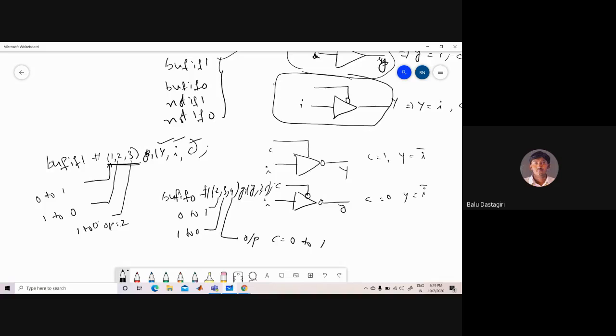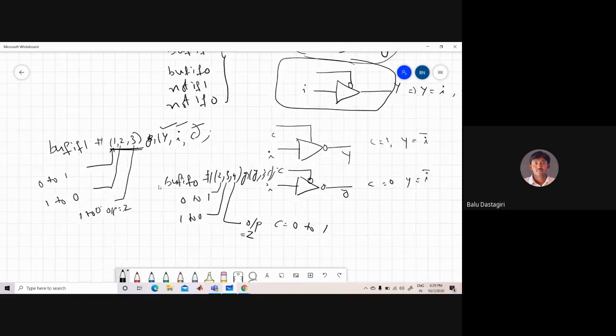So it is bufif0. Whenever the conditional input becomes 1, the output becomes Z. So it is the delay of the output when the output is Z, that is, when the conditional input goes from 0 to 1. So this is the declaration of bufif1. This is how you can declare the delays associated with the tri-state gates.